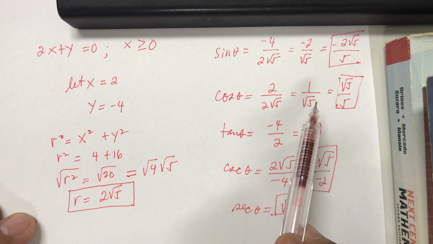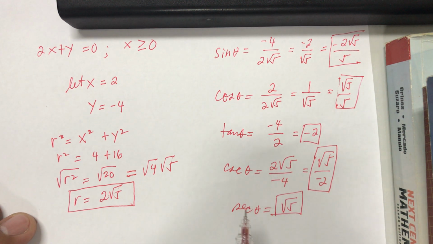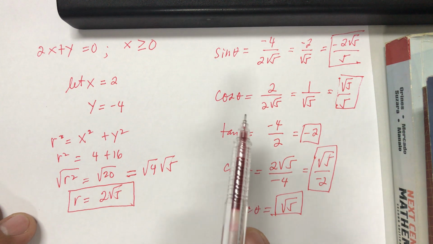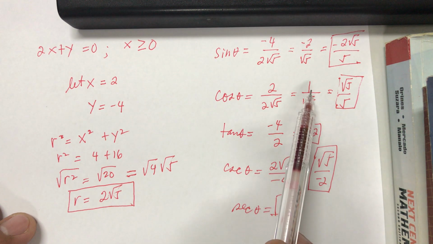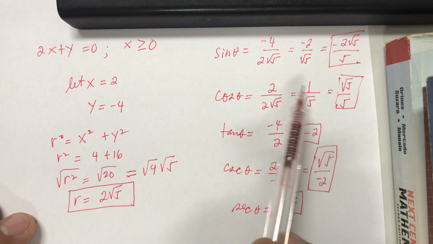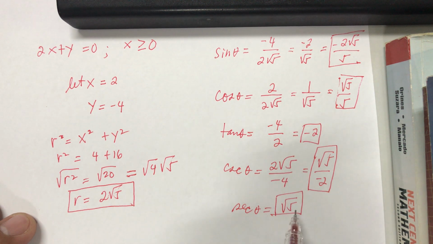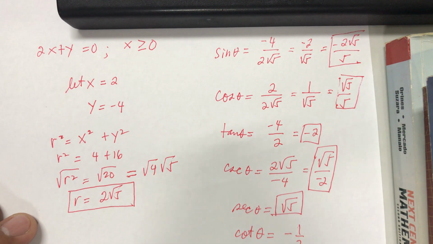What I'm just trying to say is, for you to find secant theta, since you know that secant theta is the reciprocal of cosine theta, so you take the reciprocal of 1 over square root of 5, though it is not yet the simplified or the final answer, so you get square root of 5 over 1 or simply square root of 5. And the reciprocal of tangent theta, which is cotangent theta, tangent theta being equal to negative 2, is negative 1/2. Negative 1/2 because when you divide 2 by negative 4, you get negative 1/2.